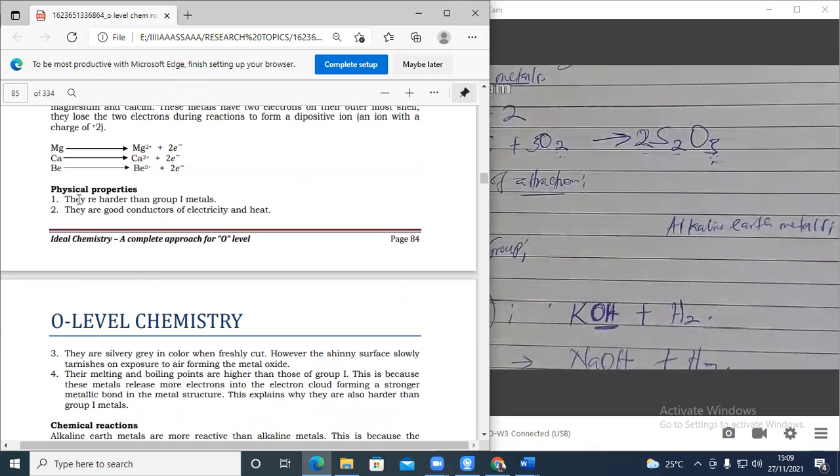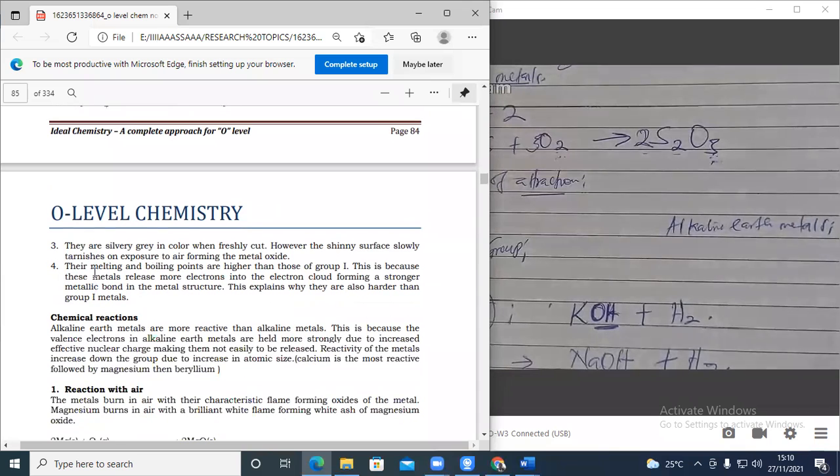Now, properties. They are harder than group one. Therefore, cutting them with a knife might be hard. Yes. They are good conductors of heat and electricity. Even group one metals are good conductors. They are silvery gray in color when cut, same as group one. However, shiny surfaces slowly tarnish due to exposure and formation of metal oxides. Even group one elements also behave that way.